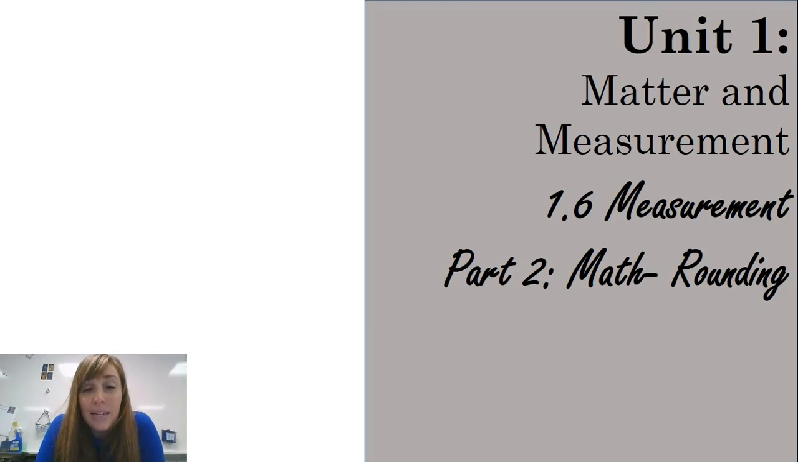Y'all, we're going to continue the academic chemistry lessons. So we are in Unit 1, Matter and Measurement, Topic 6, Measurement, and we are doing Part 2, which is the start of the math unit, and we're going to talk about rounding.